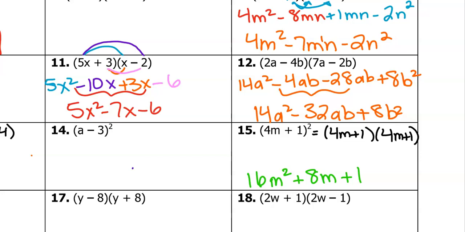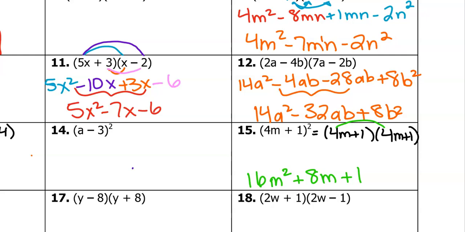So 4m plus 1 squared means you have 4m plus 1 times 4m plus 1. So when you do your first two pieces, 4m times 4m, 4 times 4 is 16. M times m is m squared. 16m squared. And then 4m times 1 is 4m. 1 times 4m is 4m. Those together, that's where my 8m comes from. And then your last pieces, 1 times 1 gives you 1.